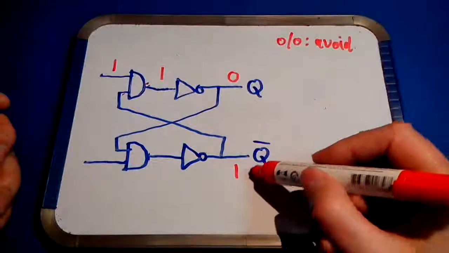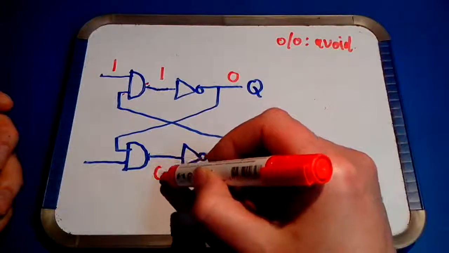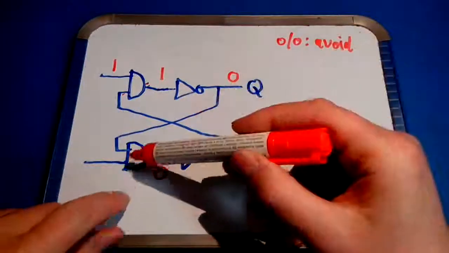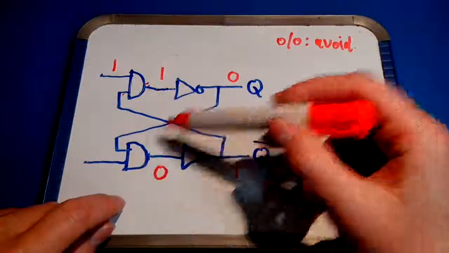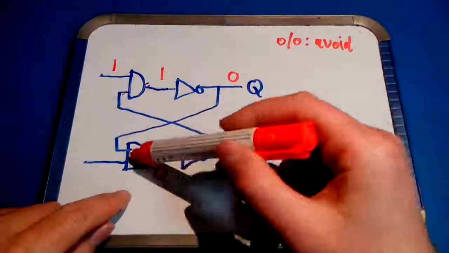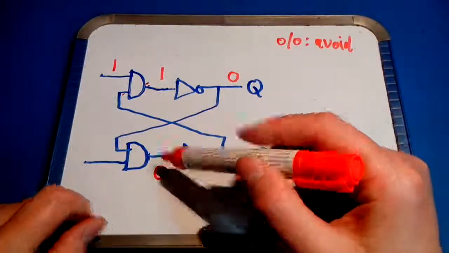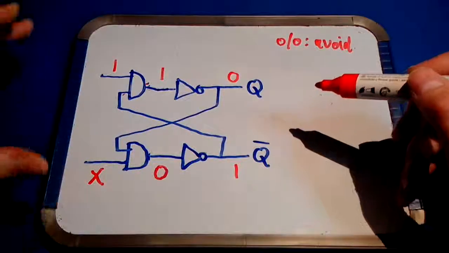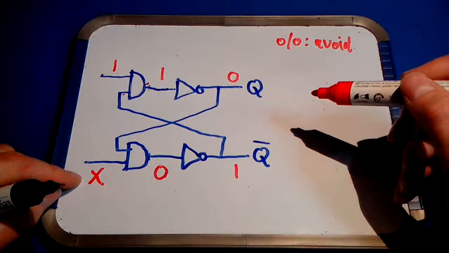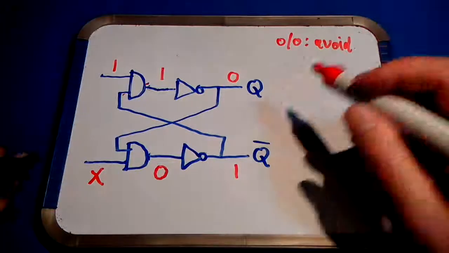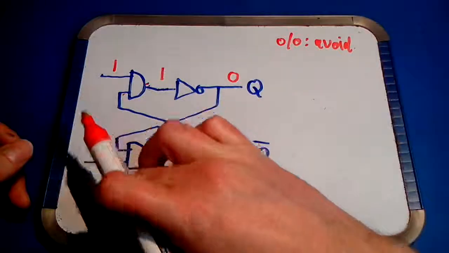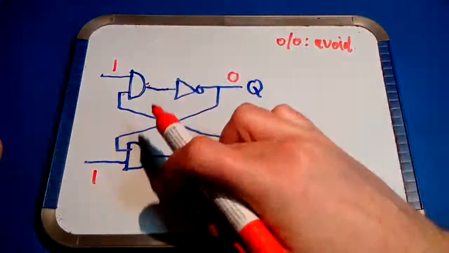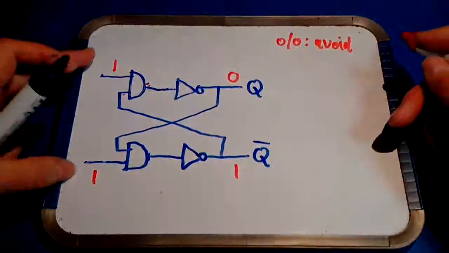If this output value Q overbar is 1, the value in front of this inverter has to be 0. Now this is an AND gate. If one of the inputs to the AND gate is 0, the output will always be 0, regardless of this input. In other words, the bottommost input of this whole block is not relevant anymore. Now the interesting case is, well, for now, if both inputs are 1.